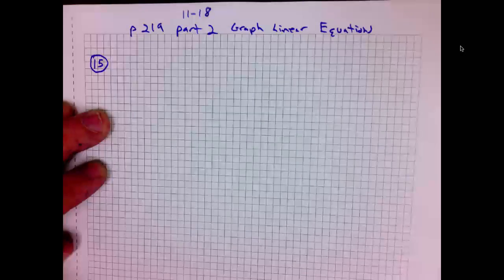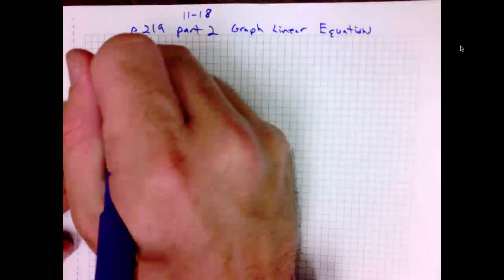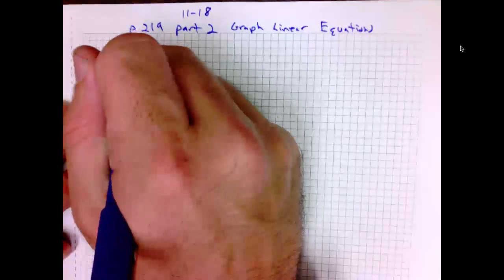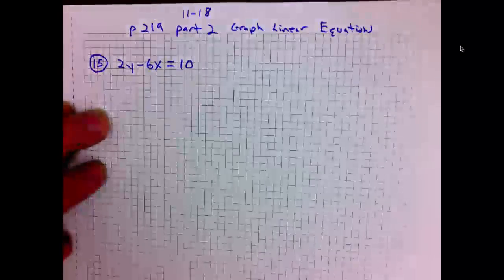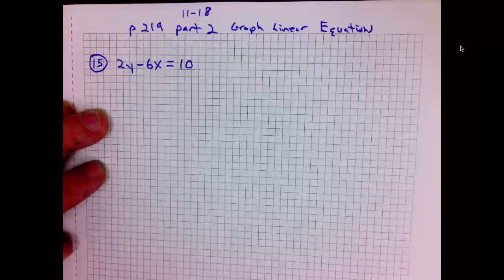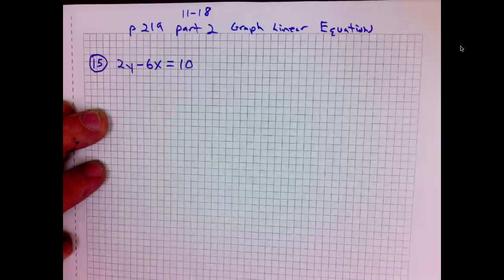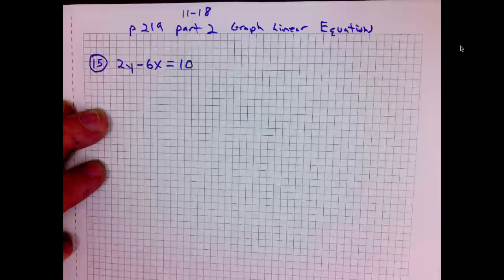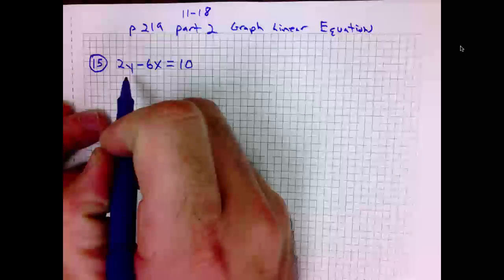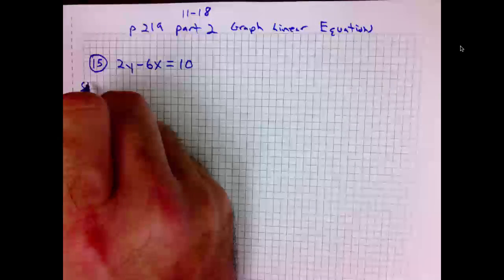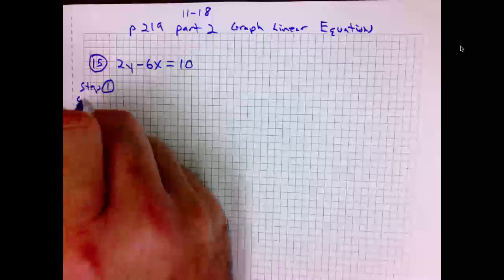15 says 2y minus 6x is equal to 10. Well, we want to graph this linear equation, so we need a few points. 2 would be sufficient, but we're going to graph 3. We will get these points by solving for y, inputting some x's, and finding the corresponding y outputs. So I begin by solving for y. Step 1, solve for y.